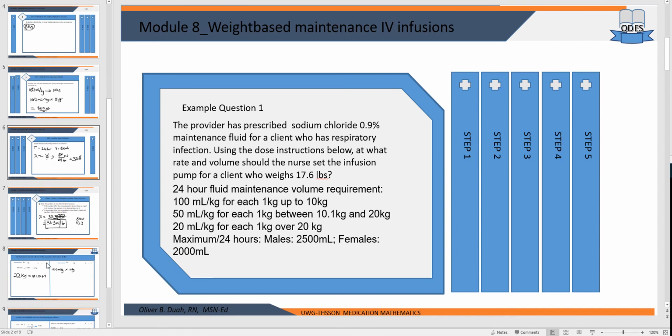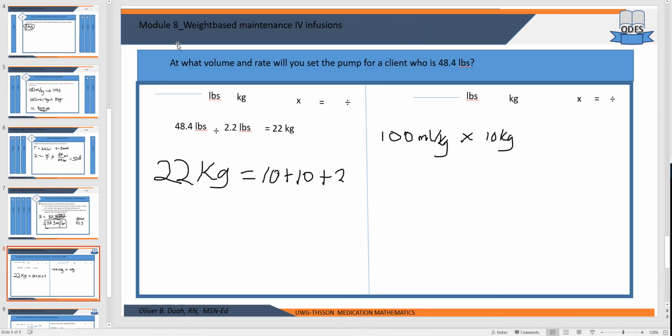So we will have 50 ml per kilogram times the second 10, which is this 10. So we have accounted for this 10 and this 10. And what is remaining is just 2 kilograms.